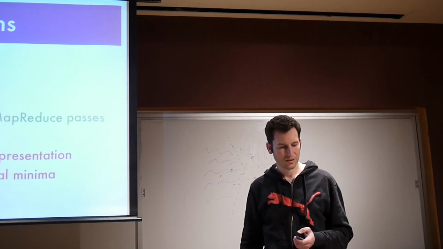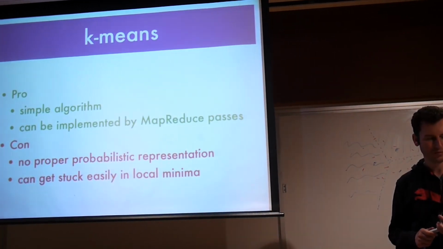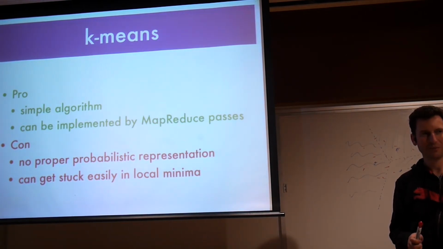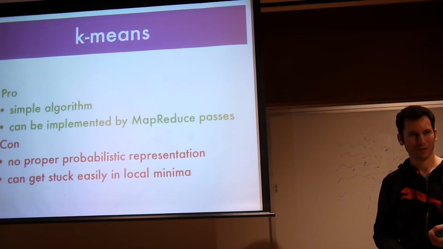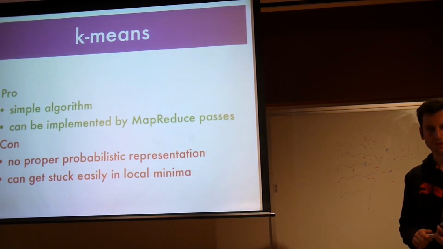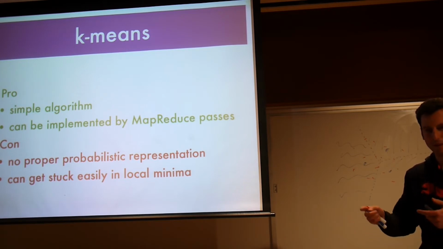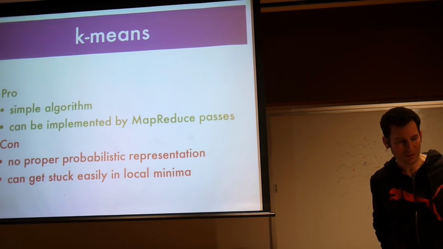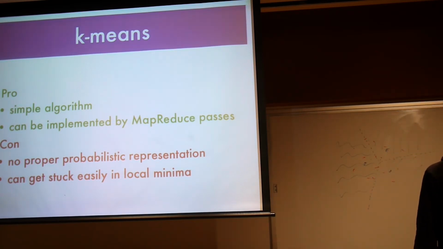So this algorithm is guaranteed to converge to a local optimum, and it's an idiot-proof simple algorithm. You can implement it in MapReduce fairly trivially, at least for a reasonable number of clusters. The updates are very, very simple, because for each cluster center now I only really need to know which points ended up there, not the ones that almost ended up there. The problem is you don't really have a good probabilistic interpretation. You can get stuck easily in local minima.